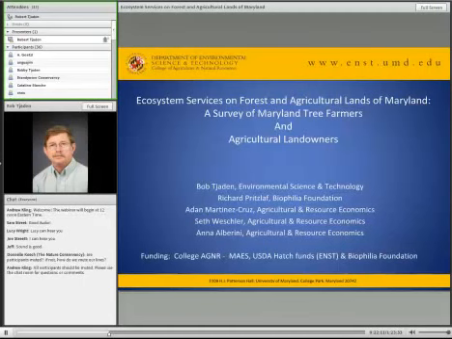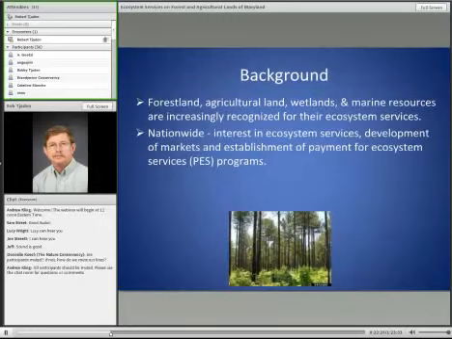Okay, now a little background to give you the context in which we decided to do this. Forest land, agricultural lands, wetlands and marine areas have increasingly been recognized for their ecosystem services. It's becoming a more common phrase, a common terminology, and nationwide there's an interest in ecosystem services, in developing markets and establishing payment for ecosystem service programs. And just for economy of words, I'm going to use PES throughout the rest of the presentation to denote payment for ecosystem services.